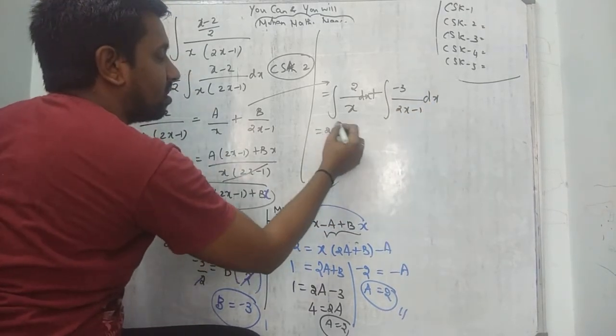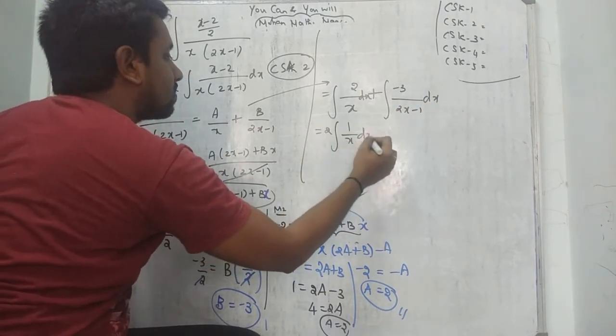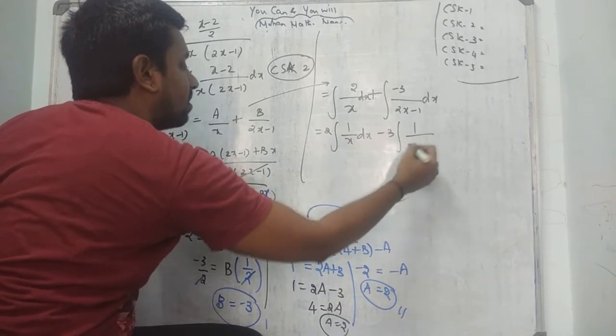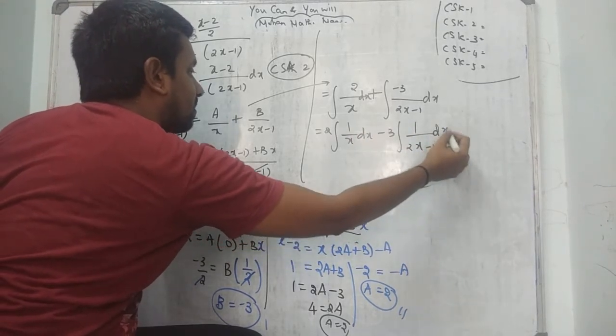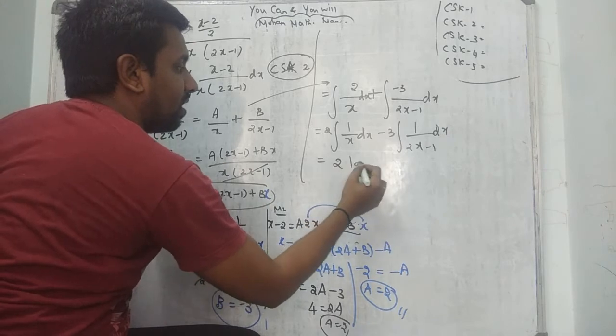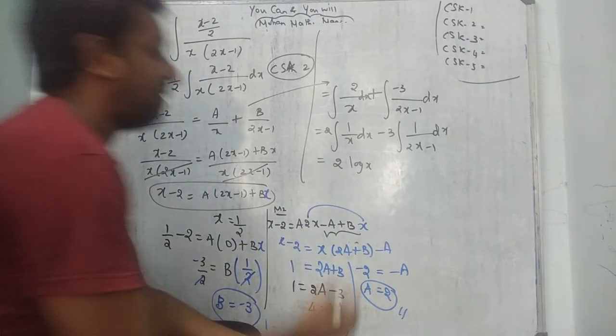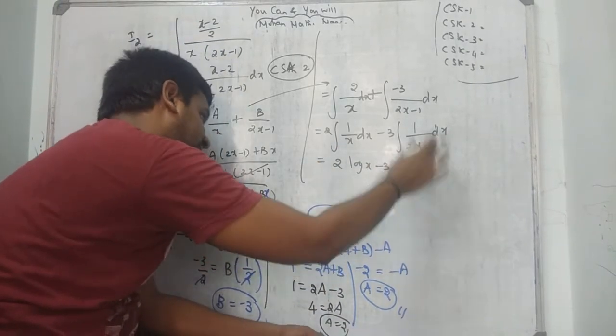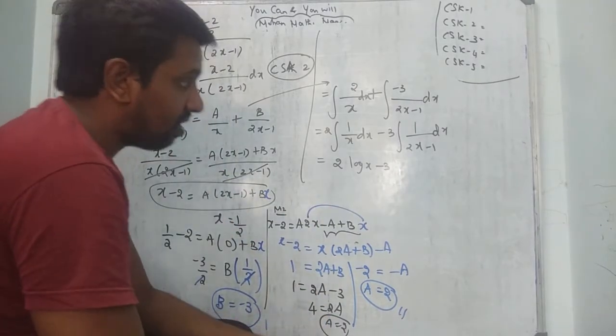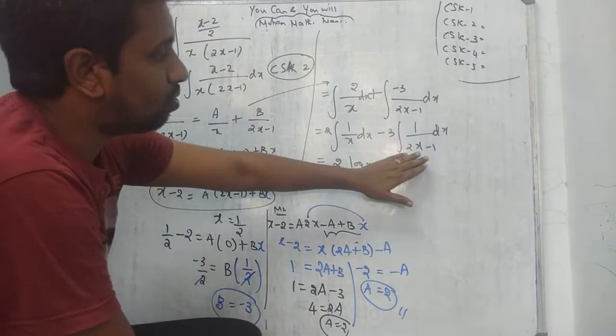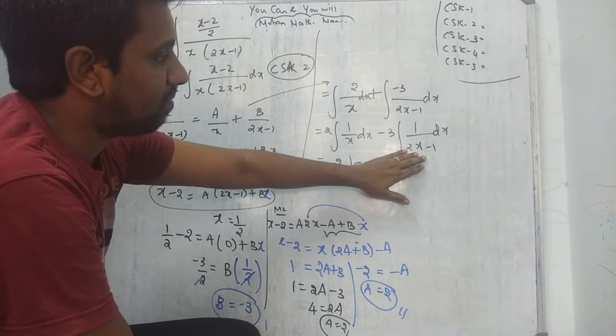Now normal integration. Minus 3 I have taken outside, 2x minus 1 dx. So integrating 1 upon x, we get log x, minus 3. Denominator differentiate gives numerator, then log of denominator. Here 2x minus 1 differentiate, we need 2.